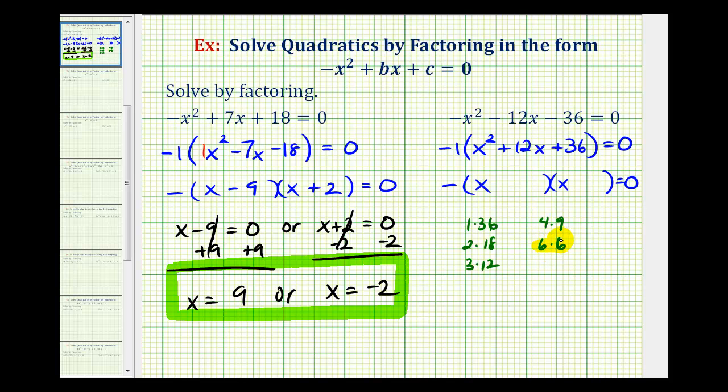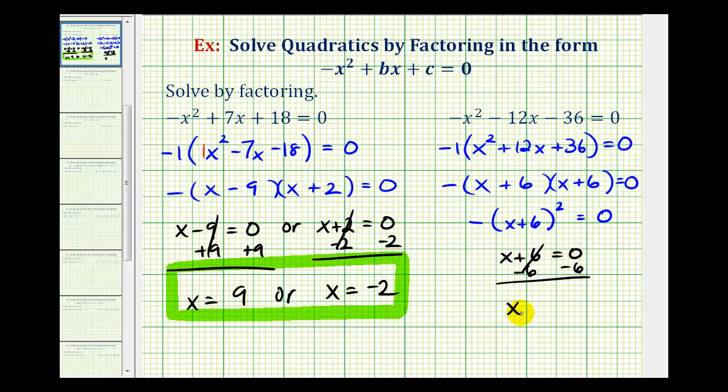6 and 6 are the winning factors because if we add these two factors, 6 plus 6 is equal to 12, which is the coefficient of the middle term, which means both factors will be x plus 6. So if we wanted to, we could rewrite this as negative the quantity x plus 6 squared equals 0. So this will be equal to 0 only when x plus 6 is equal to 0. So to solve this for x, we would subtract 6 on both sides of the equation. So we have x equals -6.